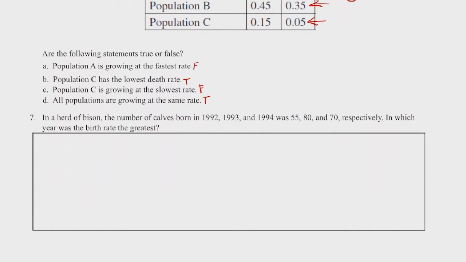7. In a herd of bison, the number of calves born in 1992, 3, and 4 was 55, 80, and 70, respectively. In which year was the birth rate the greatest? So we only know the number of births, and so actually we can't answer this. So we need to know the population size to answer.